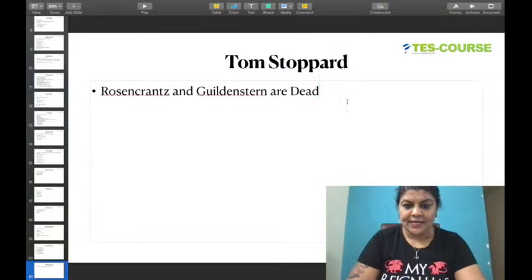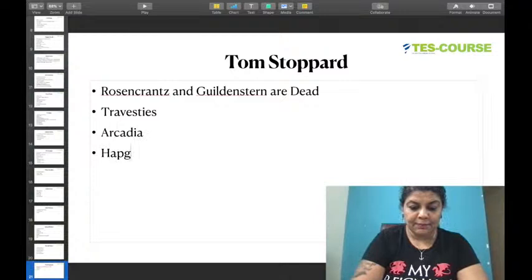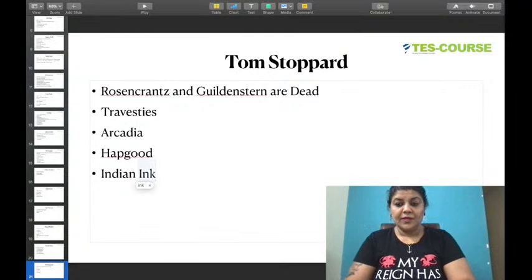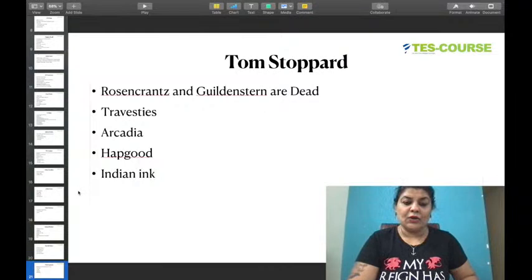Other major works? Travesties, Arcadia, Hapgood, Indian Ink. Did you know Indian Ink is set in India? Tom Stoppard's Indian Ink is set in India during the Dandi March or Salt Satyagraha. Did you know that? Wow. The Real Inspector Hound, very good, also by Tom Stoppard.